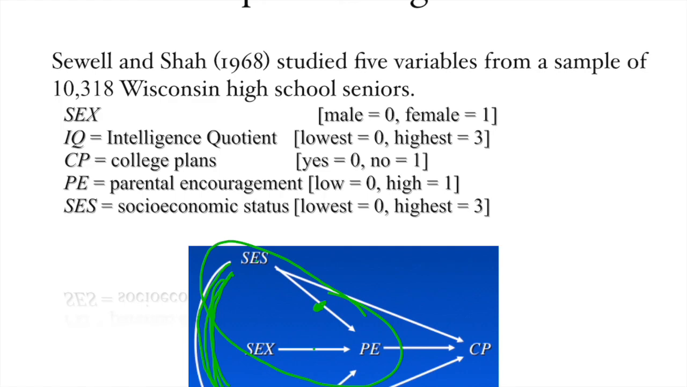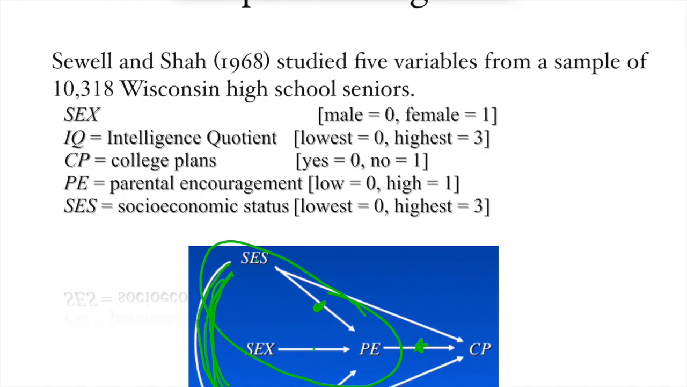The same thing happens here. You can determine this edge. So how can you determine the direction of this edge from PE to CP? V structure between SES and the CP? You mean this one? You have a third variable, right? Because it's V structure. Which one is the third variable? You mean PE? Yeah, you can test.